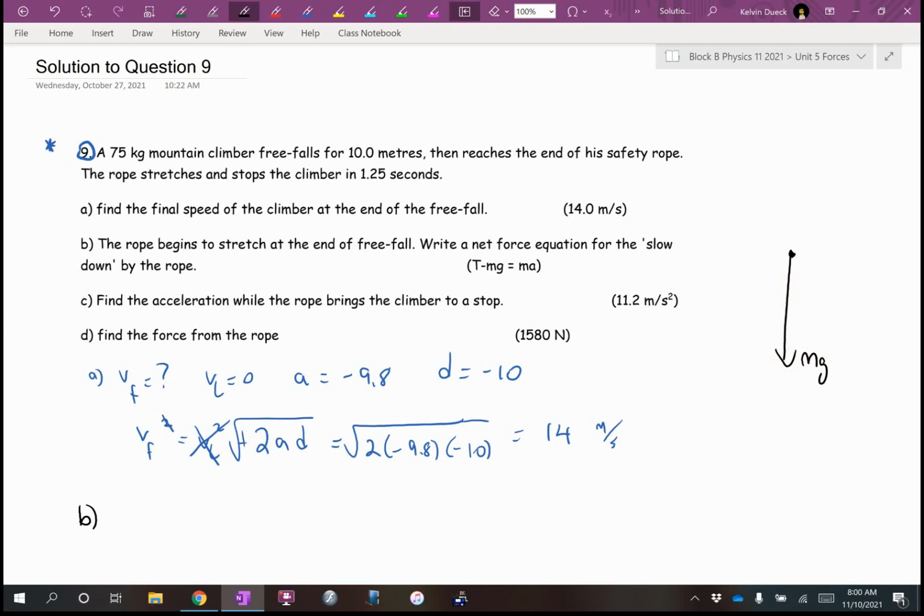Which way is the climber moving? Well, the climber is moving down, but the climber is slowing down. So which way is the climber accelerating? Up. Which way must there be a larger force? Up. What force is that? That's tension. So who's winning? Tension. Minus who's losing? mg. That equals ma. So that's where that equation came from.